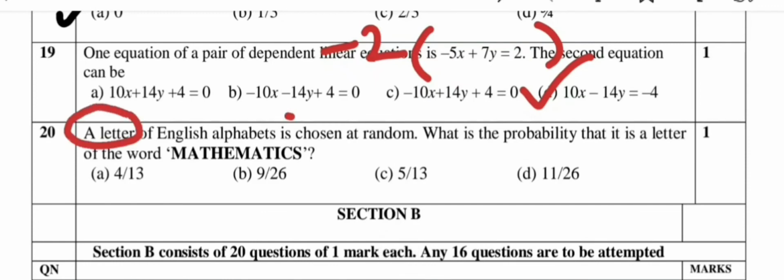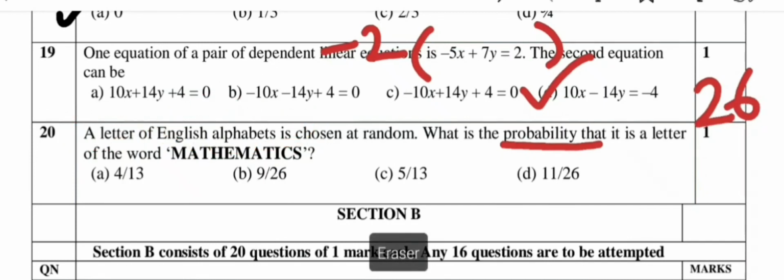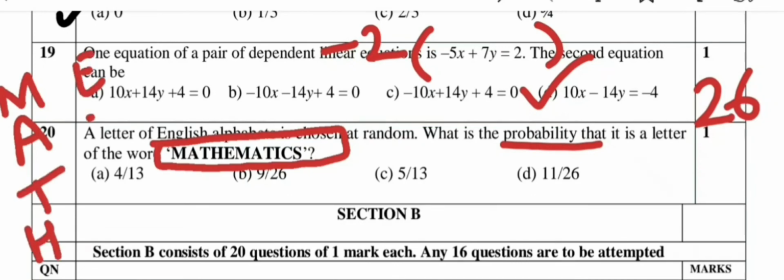Next question, question number 20. A letter of the English alphabet is chosen at random. What is the probability that it is a letter of the word mathematics? Now we have to choose one letter from the English alphabet. We know there are 26 letters in English. We have to choose any one letter. Now what is the probability that the letter which we choose is a letter which is in this word mathematics? First we have to find how many letters there are in this word mathematics. Whichever letter is repeating, we should take it once only.